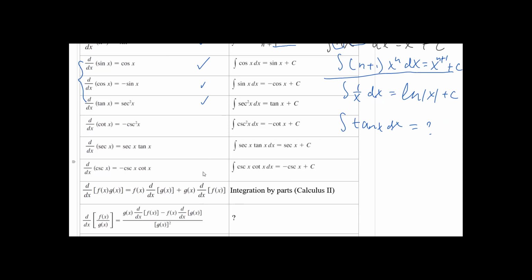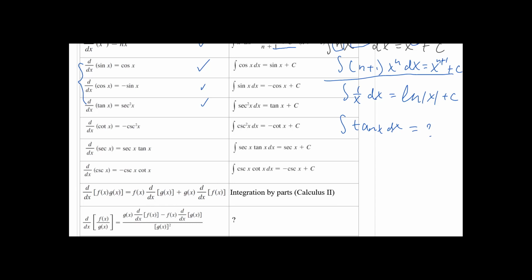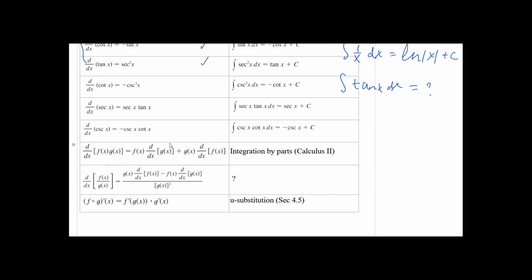In addition to the formulas that we talked about here, there are a few additional derivative formulas that we learned that include the product rule, the quotient rule, and the chain rule. So can those be translated? Let's take a look. The product rule can be translated, and it is called integration by parts. But we will not cover this in this course until calculus 2, so no need to worry about this for now.